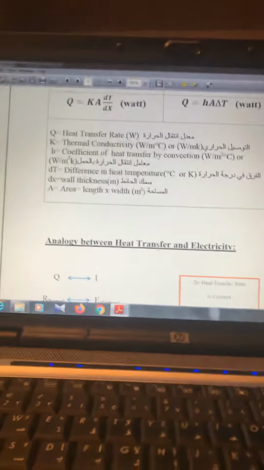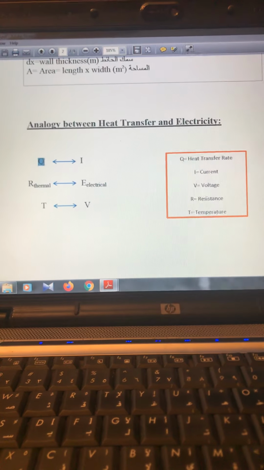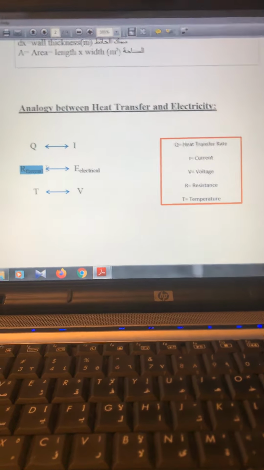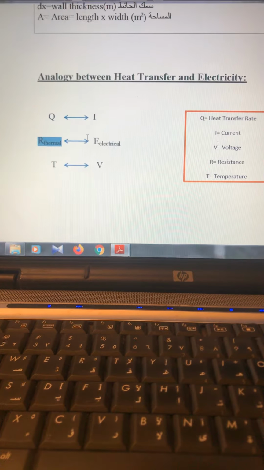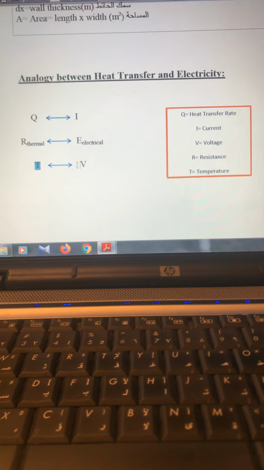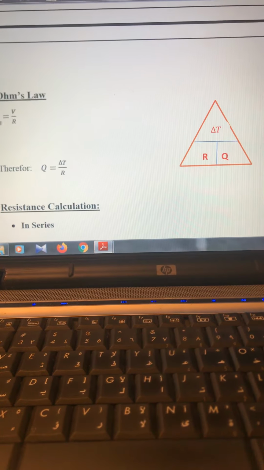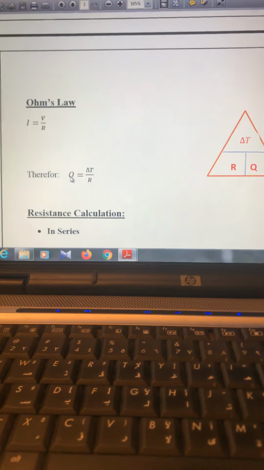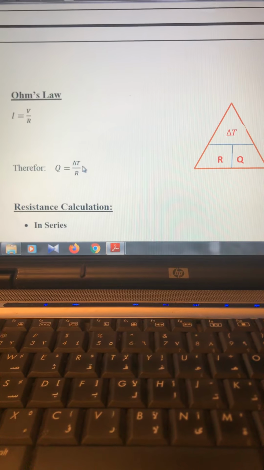So there is another thing, the analogy between heat transfer and electricity. We said that the heat transfer equals the current, and the R thermal, the resistance through the material, is equal to the electrical resistance, and temperature is equal to the volt. And due to Ohm's law, the current equals volt over resistance, so therefore we calculated that Q, the heat transfer, equals delta T over R.